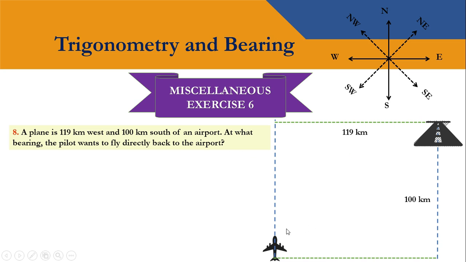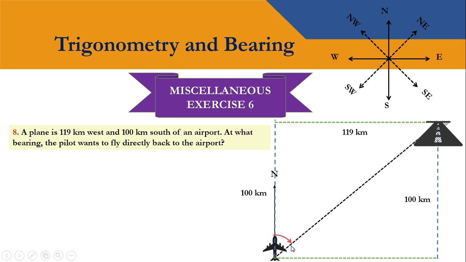To find the bearing, we need to locate the north side first. So here is the north side of the plane. From the north side, this is the bearing at which the pilot flies back to the airport. So we need to find this angle. To find this angle, we need to solve our triangle. We have one side of the triangle which is equal to 119 kilometers, and the other side of the triangle is equal to 100 kilometers. We have both sides of the triangle.